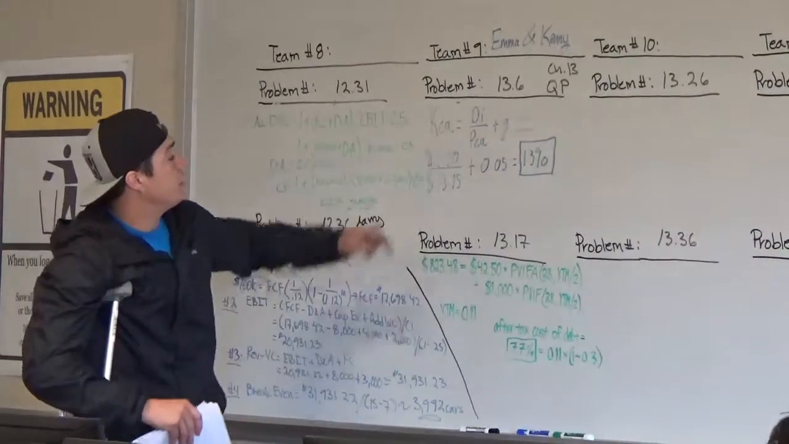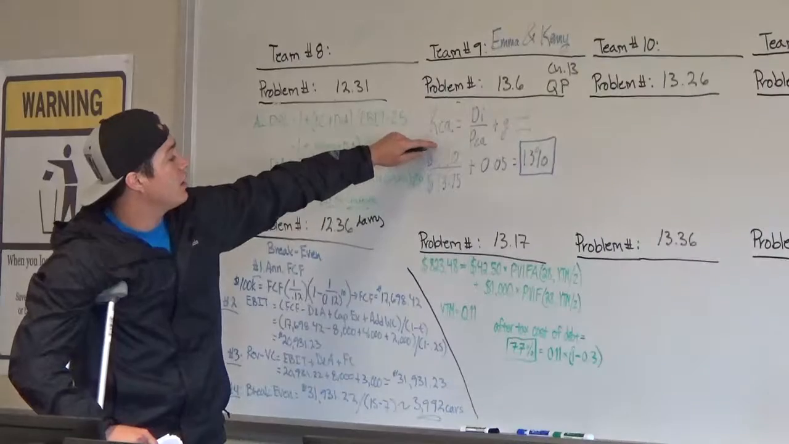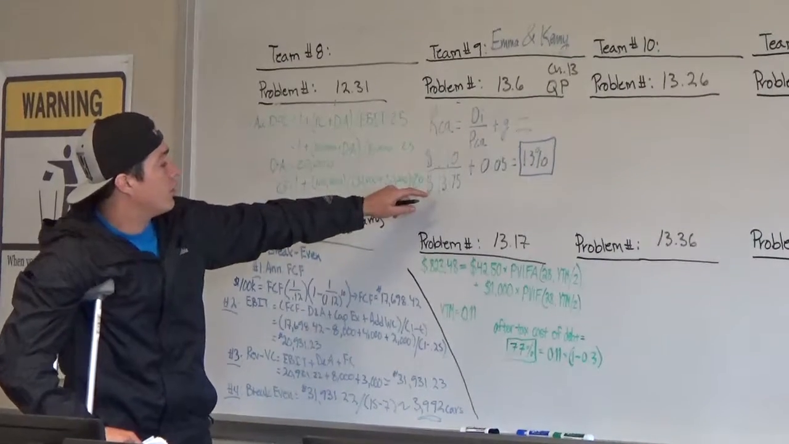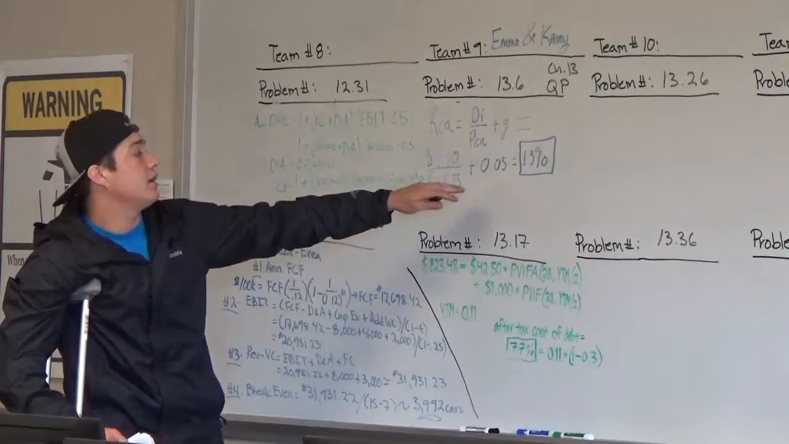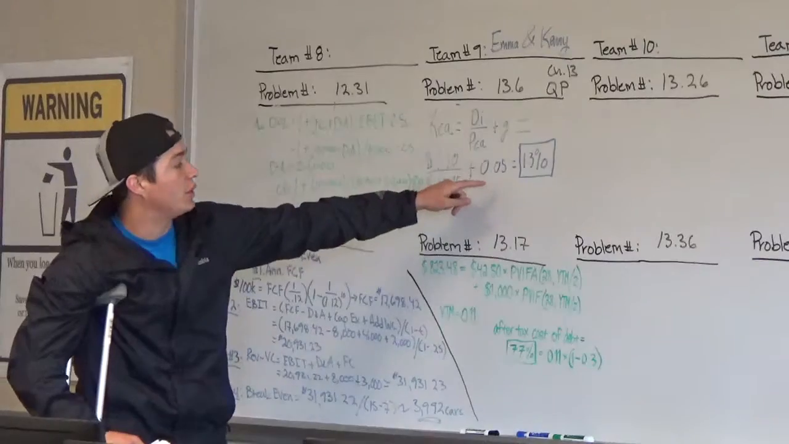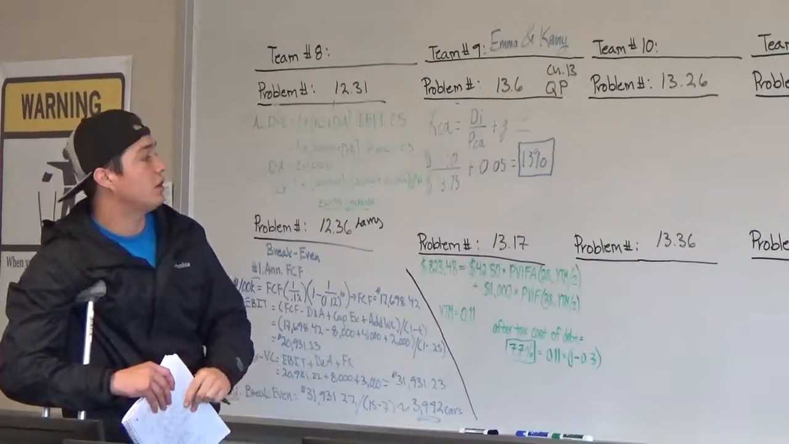So what you do is you get the dividends that you have to pay the common shareholders every year, 1.10 over 13.75. Then you add the increase in dividends, the percentage, which is 5%, so it's going to be 0.05. That's going to give you a nice 30%.